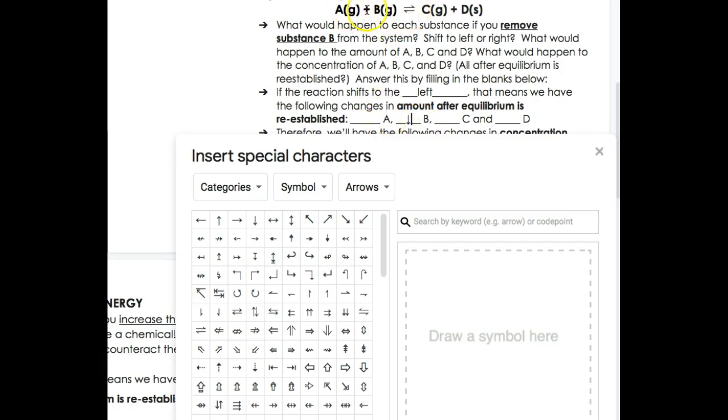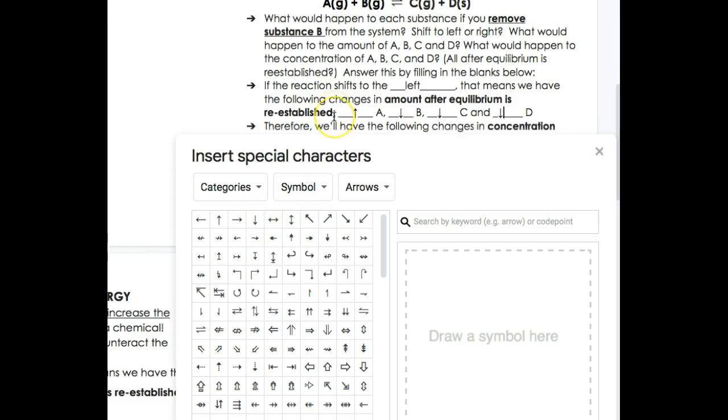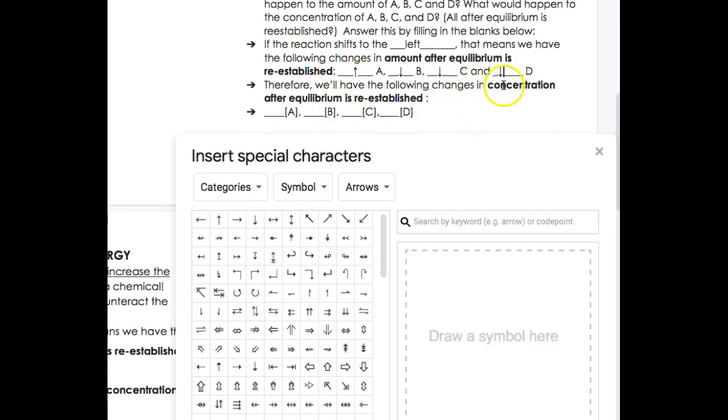So because we're shifting to the left, we're going to have more A. Ideally, you're going to make a little bit more B, but overall there's going to be a drop because we removed B. Here in the question it says you remove B. So even though we're producing a little bit more, overall we're going to have less of it after equilibrium is reestablished. And because it's shifting to the left, you're going to have less C and less D. Therefore, we have the following changes in concentration.